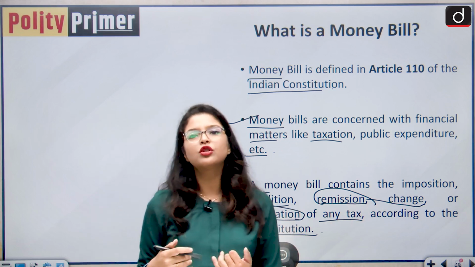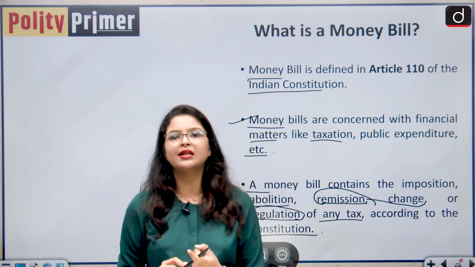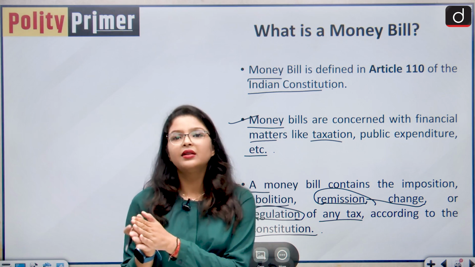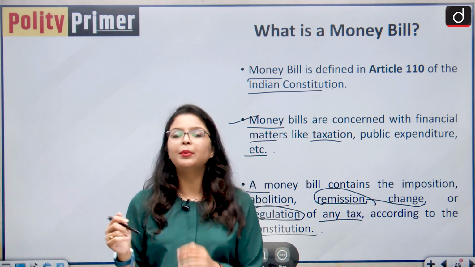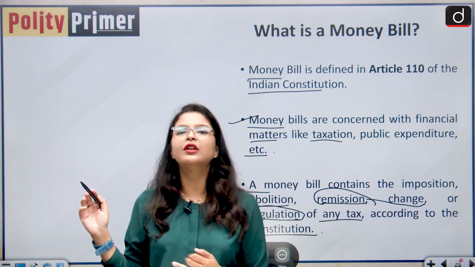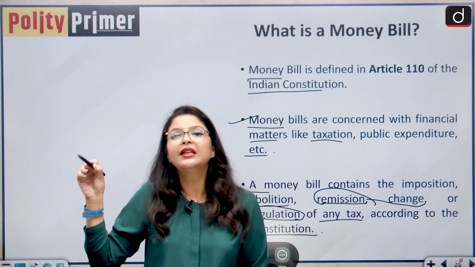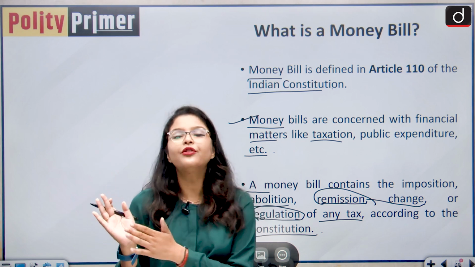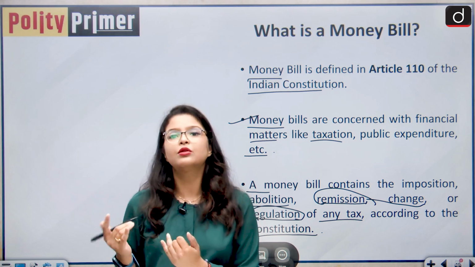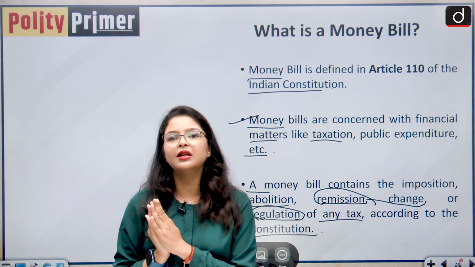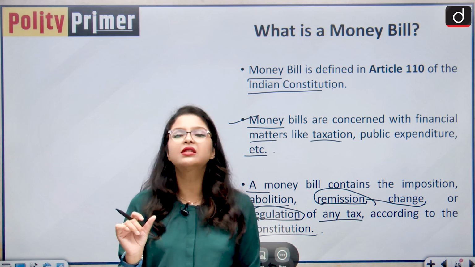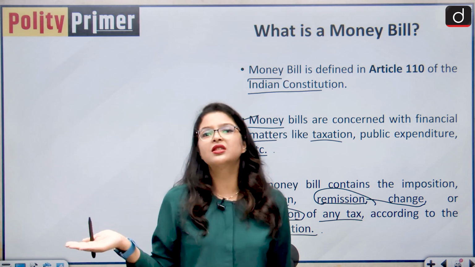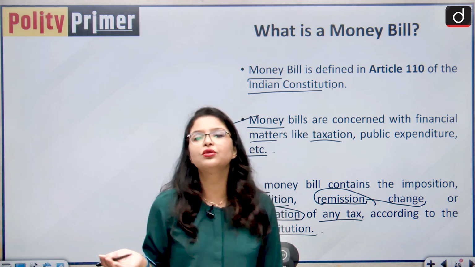So whenever the government wants to impose any new tax on the citizens, or whenever the government wants to abolish any tax, for example, the government decides that the people who are earning more than 10 lakh will not be charged at 30%, they will be charged only 20% of income tax, then for making these changes, a bill is introduced in the Parliament, and this bill is classified as a money bill. Then whenever the government wants to change the taxation system, then also it has to introduce a money bill.